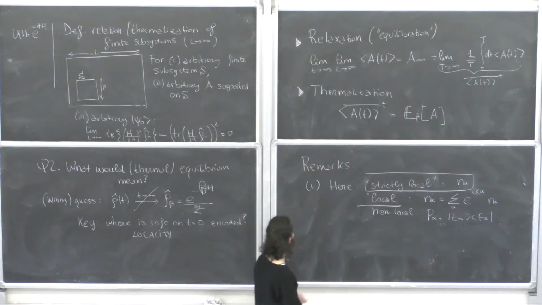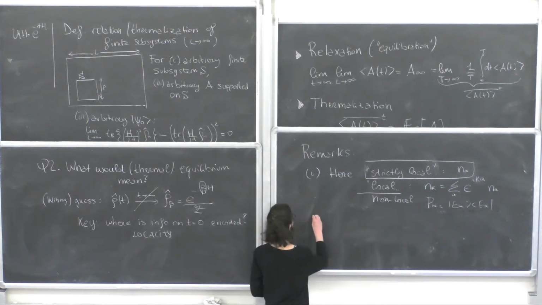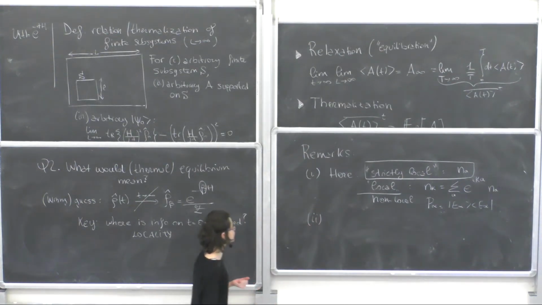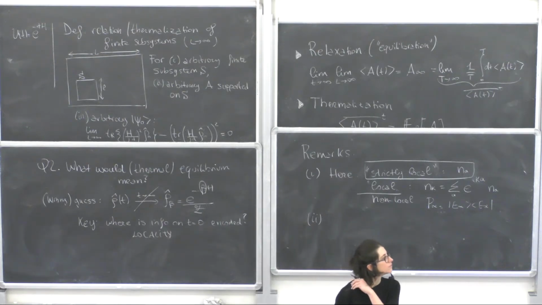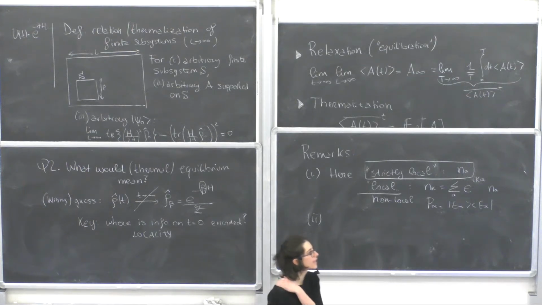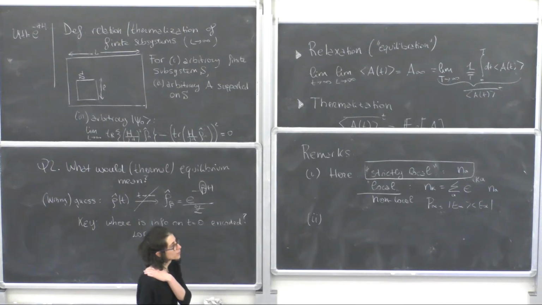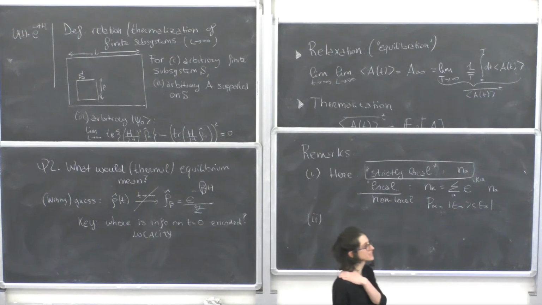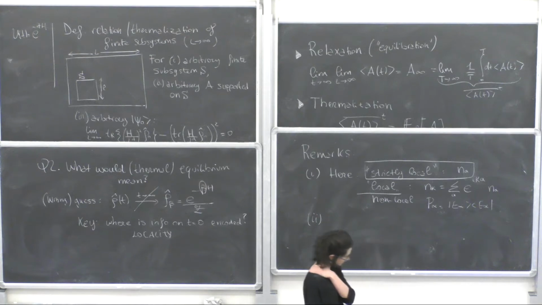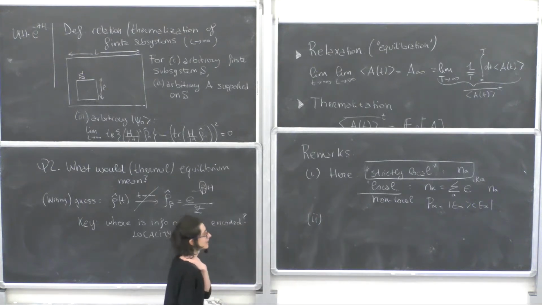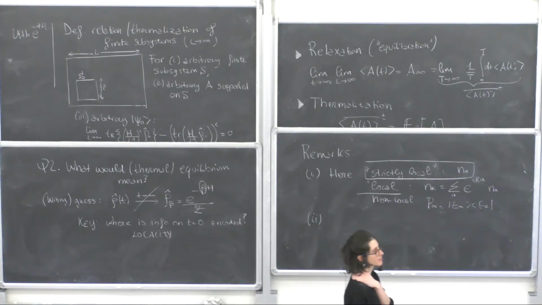Okay, let me add a second remark. So it's a bit similar. The question is, if we have an MBL eigenstate which is localized in space, would you still consider the projector as non-local?